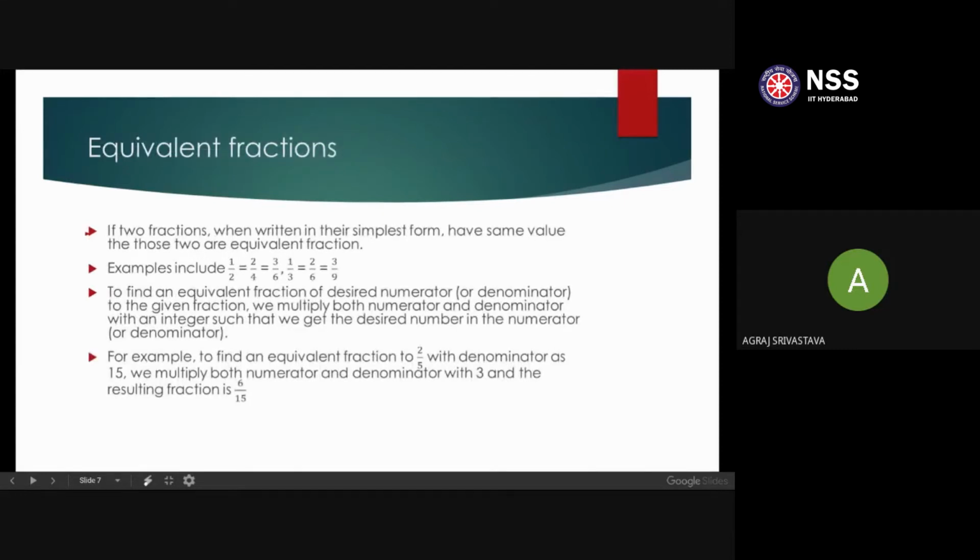So, equivalent fractions. Any fraction can have infinite representations that hold the same value. And the way that can be achieved is if you take a fraction, say 1 by 2 in this example, and you multiply the numerator and the denominator with the same term, make sure that it isn't 0, the fraction remains the same, like the value itself remains the same.